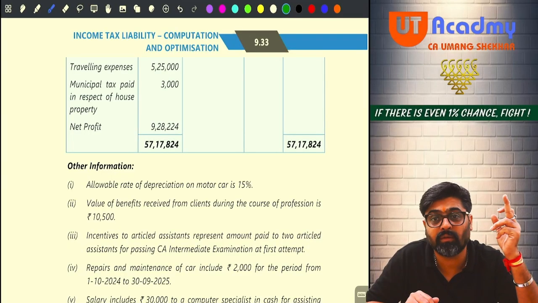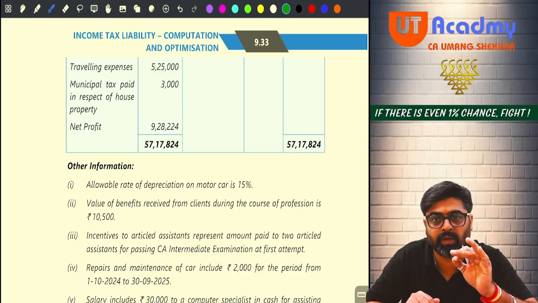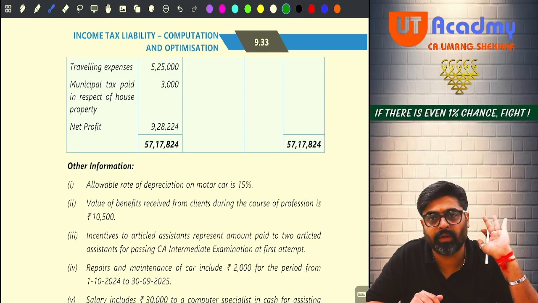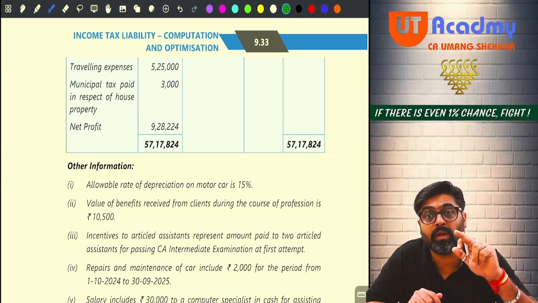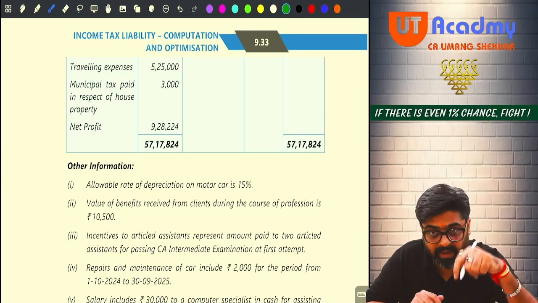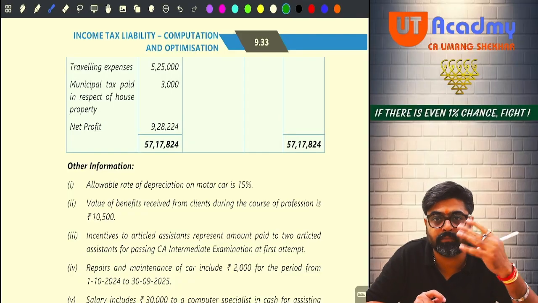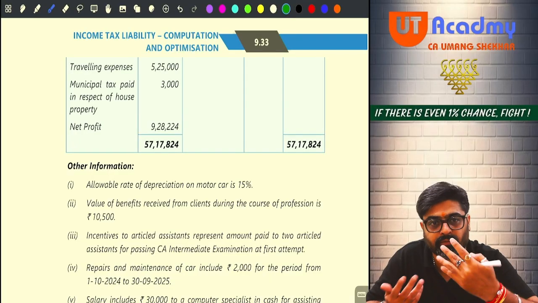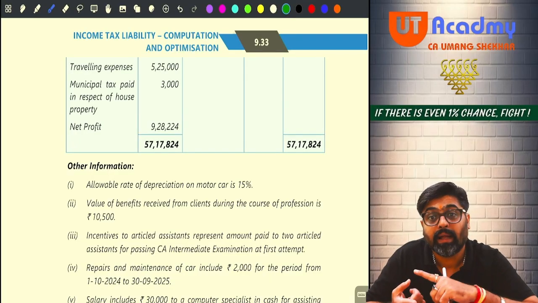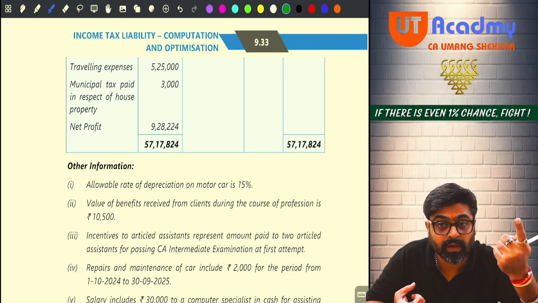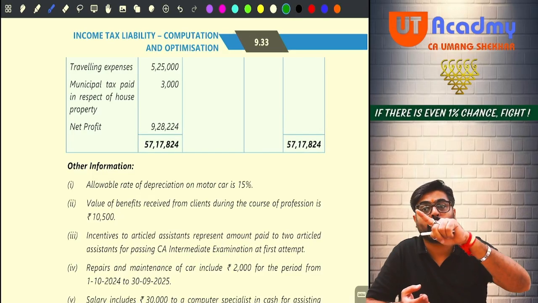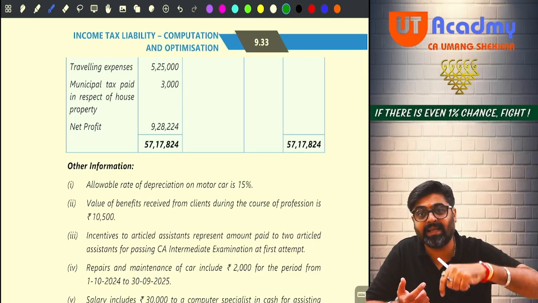If it was there in the business since the beginning, there would have been an opening WDV which they would have given you. If they have not given that opening WDV, it means the motor car block will be made for the first time in this previous year, so opening WDV will become zero. You are forming the block for the first time. Whatever motor car you purchase will be added to the block. Opening WDV 0, add addition.